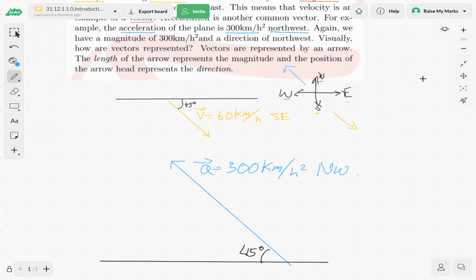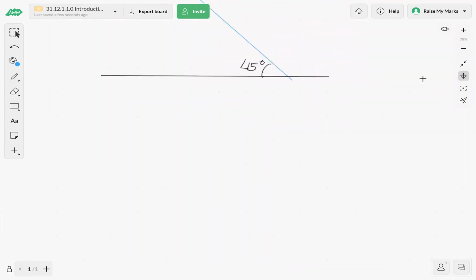Good. So that's our acceleration and our velocity, and we've represented them as vectors, so little arrows of a given length to represent the magnitude, and pointing in a certain direction to represent the direction. Okay. That's a little introduction to vectors.